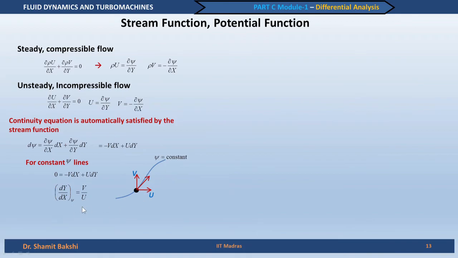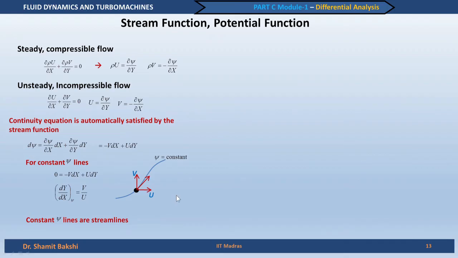By this expression, we have shown that the slope of the psi equal to constant line is equal to the tan of this angle made by the velocity vector with the x axis. That means the velocity vector is actually tangent to the psi equal to constant line. So, these are actually streamlines. So, the stream functions represent streamlines in a 2-dimensional flow. This cannot be extended to 3-dimensional flow, but this is quite useful. Constant psi lines are streamlines.